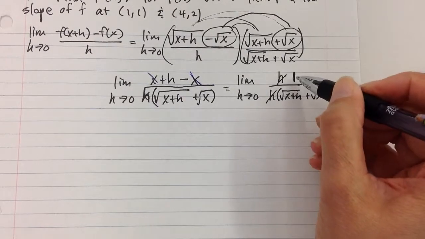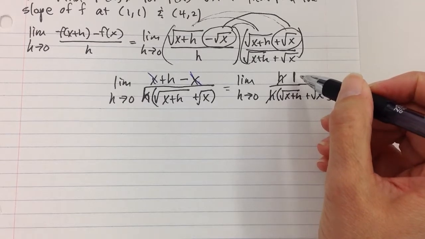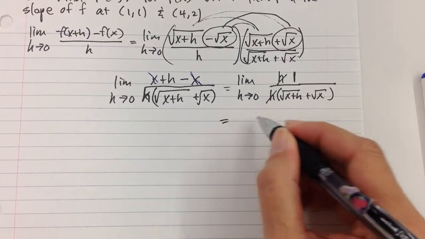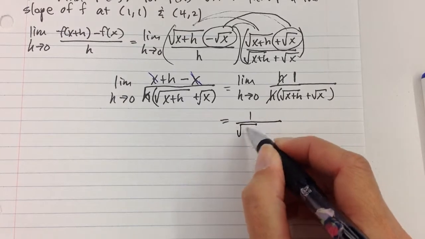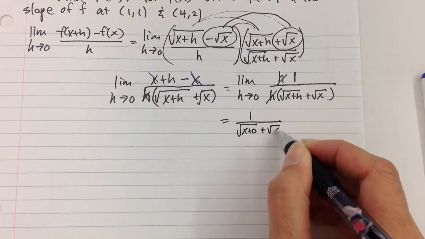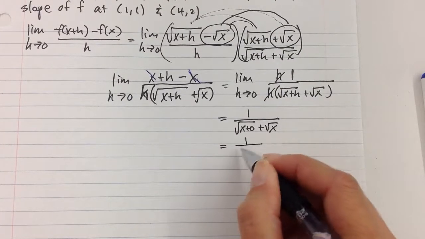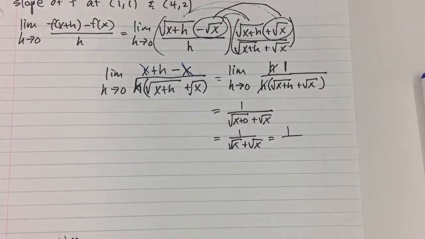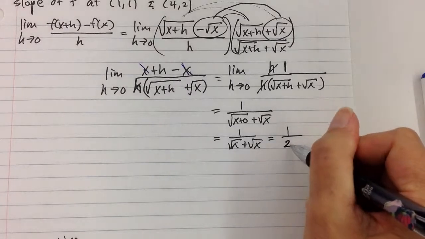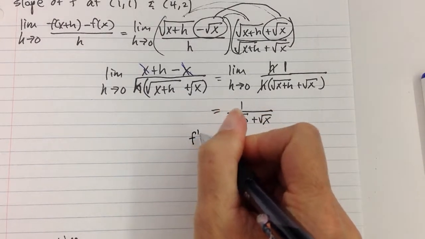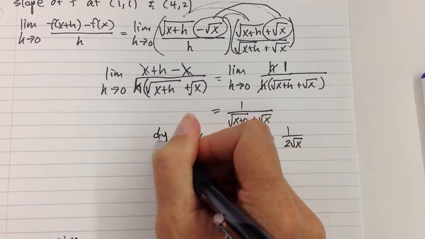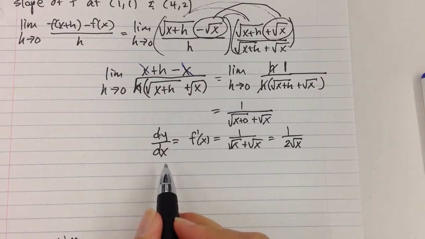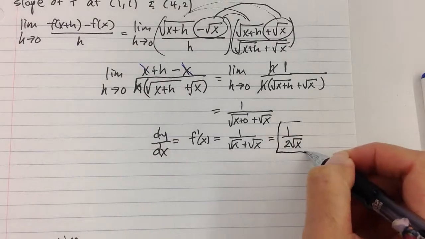We need to put a 1 there. Don't forget, put your placeholder 1. It doesn't disappear. It's not a 0. So now I can plug in 0 into here since that h canceled out, and I get the square root of x plus 0 plus the square root of x, which is basically 1 over the square root of x plus the square root of x, which is 1 over 2 square root of x. So the derivative, the f prime of x, or I'm going to write dy dx just to get you used to that notation, okay? The derivative, the dy dx, that is 1 over 2 root x.